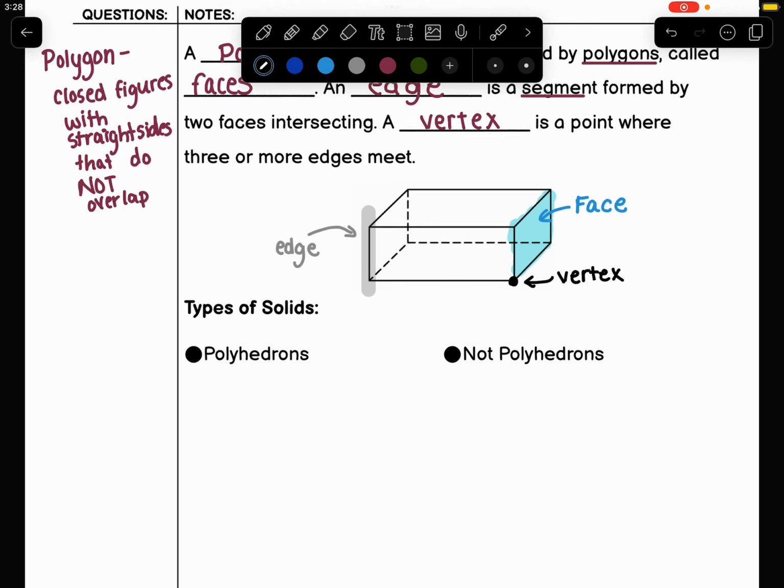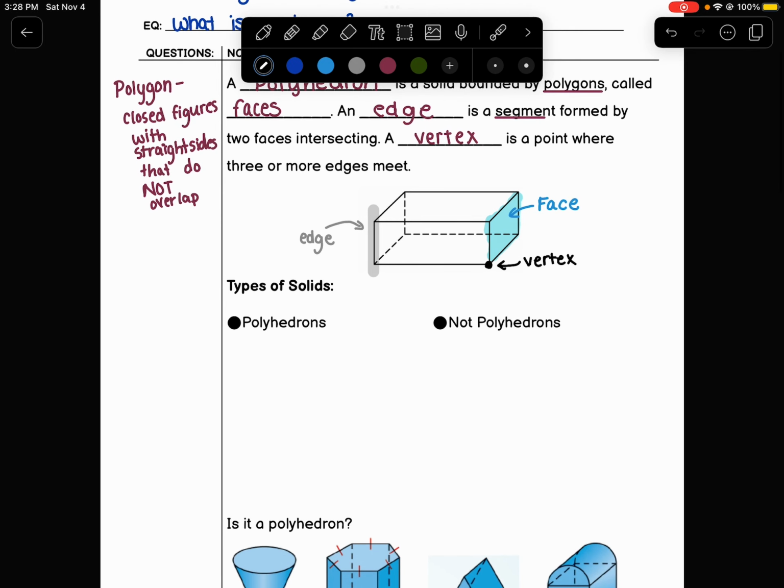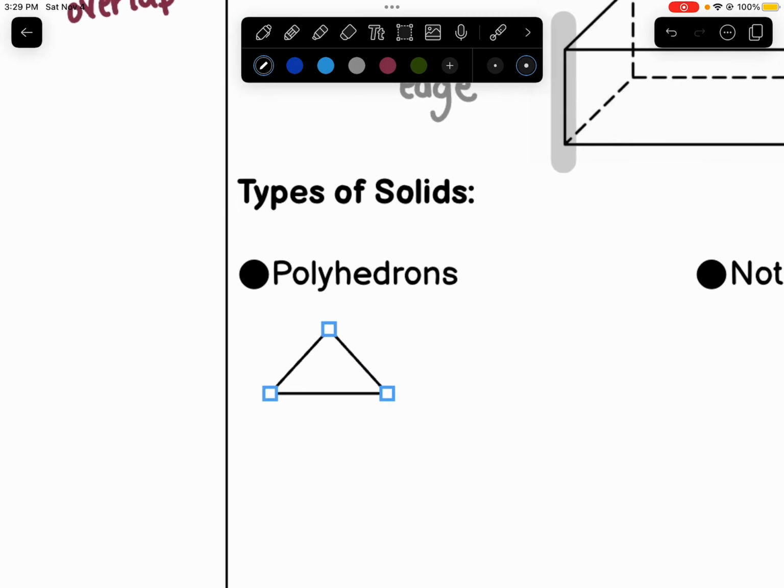When we remember that polygons are closed figures with straight sides that do not overlap, then we can classify our 3D world and break it down into either polyhedrons, where we have polygons for the faces, or non-polyhedrons. What are some polyhedrons that you're familiar with? One would be this box, but maybe you have seen a pyramid or triangular prism. What I'm drawing here is a triangular prism.